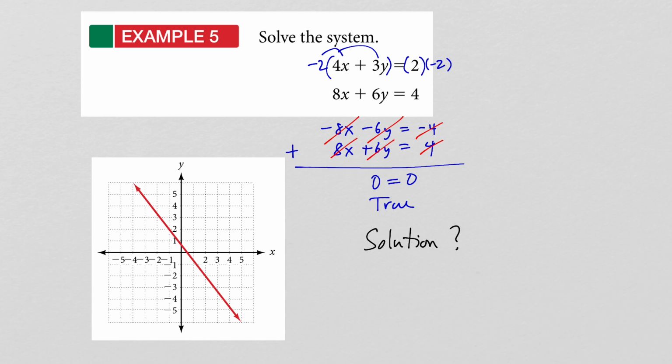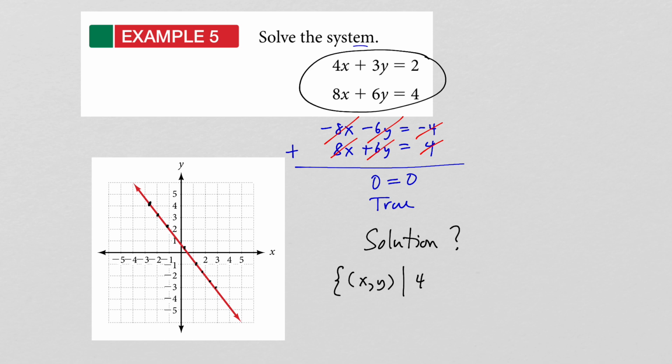Well, the solution is the lines intersect at every point that is on that line. So there are infinitely many solutions. So the solution is the set of all points x and y such that x and y have to be on that line, which means they have to satisfy one of these two equations.